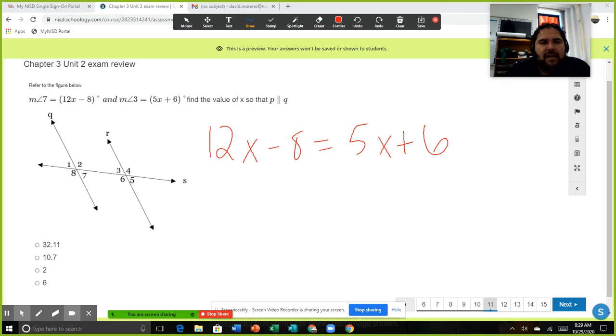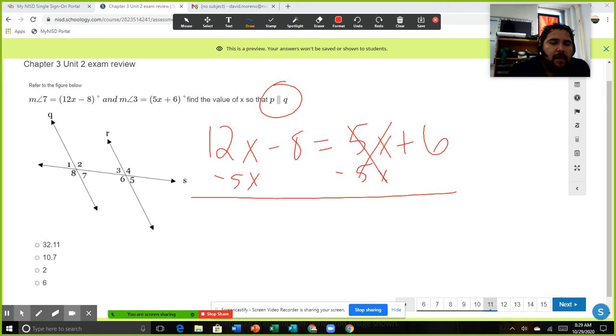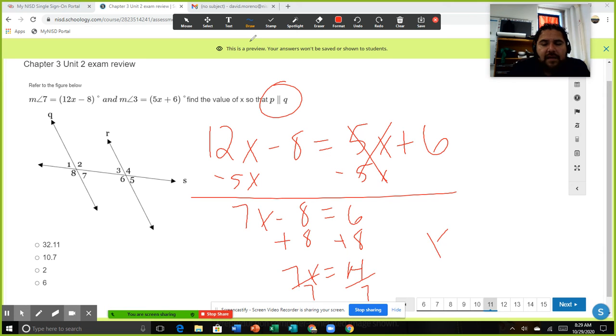Okay, now I can set this up. I'm solving for x because the lines are parallel. That's the most important part. Subtract 5x from both sides. You get 7x minus 8 equals 6. Add 8 to both sides, and you're going to get 7x equals 14. Divide both sides by 7. X equals 2. Ta-da!